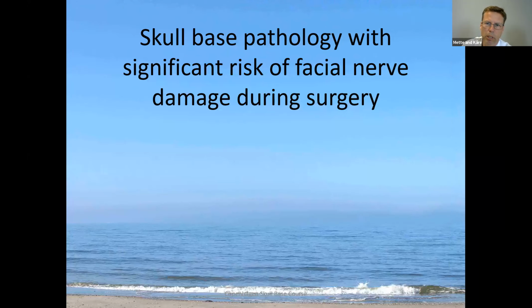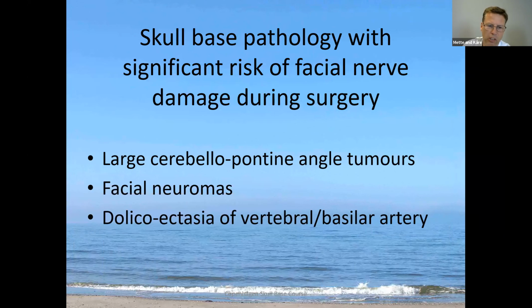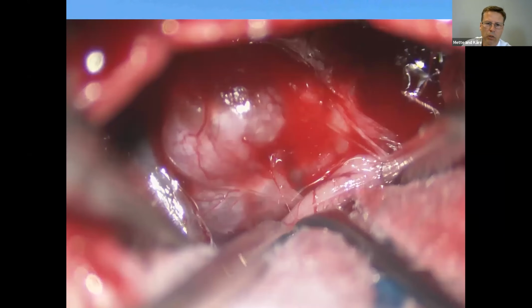So the skull base pathology with a significant risk of facial nerve damage during surgery would be large CPA lesions, facial neuromas, vascular lesions, hemifacial spasm, and there are many more. And looking at the facial nerve anatomy, you also always have to remember that the anatomy differs with the pathology. And here you see the facial nerve over a meningioma, and you can see that it is spread out like a fan, and you can actually only see the nerve with a stimulator. You cannot see where the nerve is unless you have the stimulation with you.